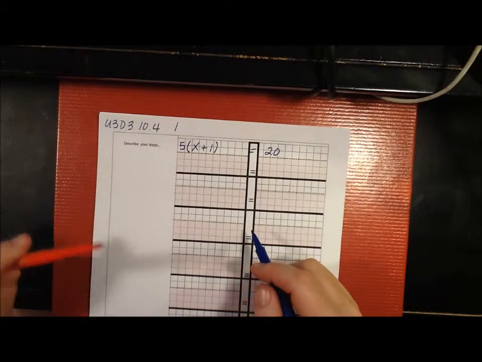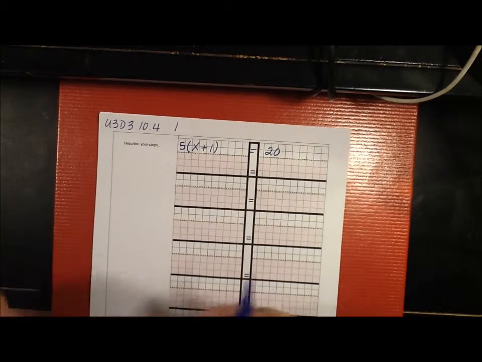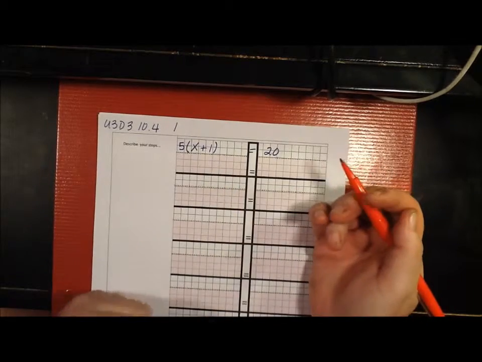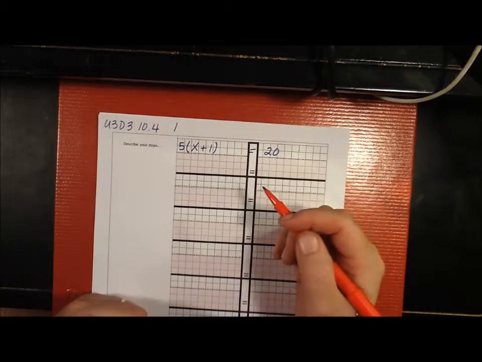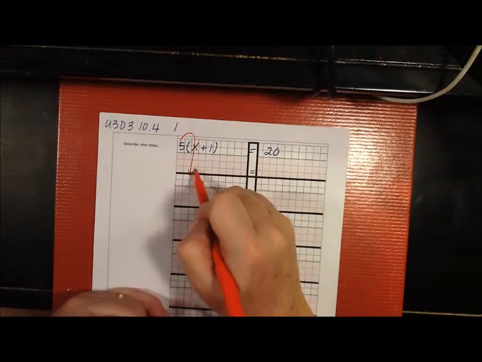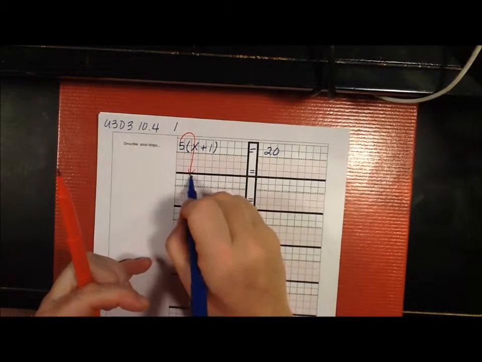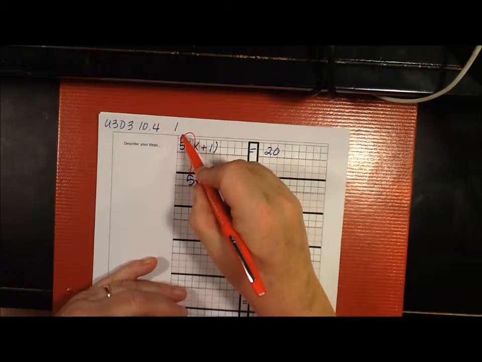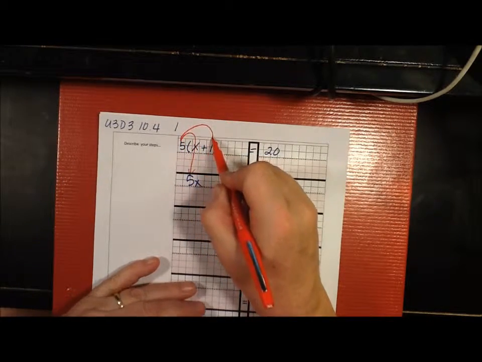We're moving on to 10.4. This is problem number 1. The first thing I have to do is check to see if I have to do any distribution, and in this case I do. So I'm going to say 5 times x is 5x. Please, oh please, oh please do not forget this poor little sad second term. Always make sure you do that.